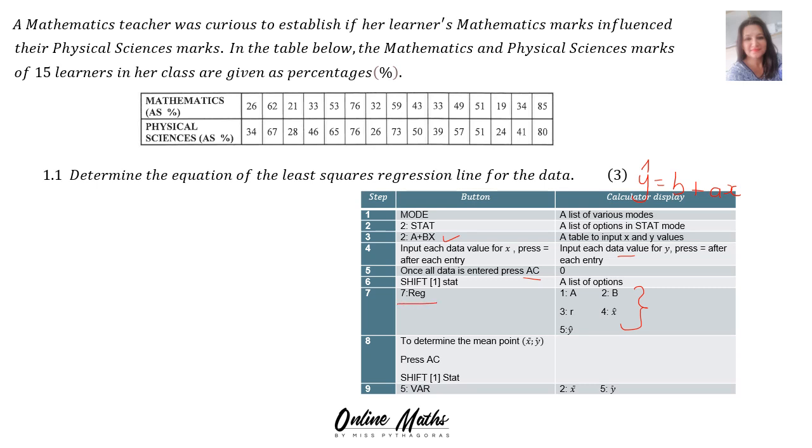And then to get A's value, you press 1 and you will get 9.5. And then you press AC again to get back. Again, shift 1 stat, 7 regression. And then you press number 2 to get B's value. And that one you can round off to 2 decimal values. And then your answer, y hat is equal to 9.5 plus 0.91x. And then where are the marks? A's value, B's value, and the equation.